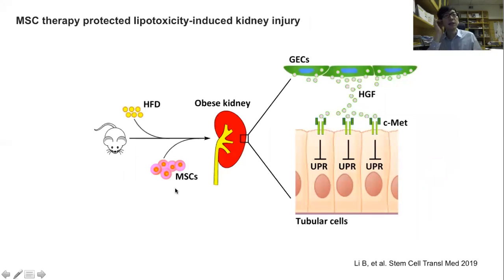So lastly, this is a visual abstract of the paper showing the effect of stem cells on high-fat diet animals. The high-fat diet would induce kidney injury in the obese kidney, and in the obese kidney environment, if we infuse the animal with mesenchymal stem cells, either iPS MSCs or BM MSCs, these stem cells would cause the glomerular endothelial cells to overexpress hepatocyte growth factor, which would then act via the HGF-c-Met axis to ameliorate some of the injury induced by high-fat diet.